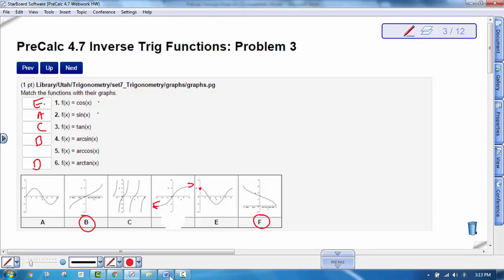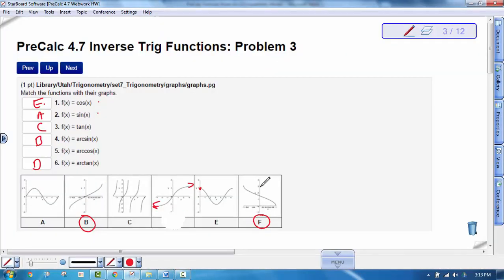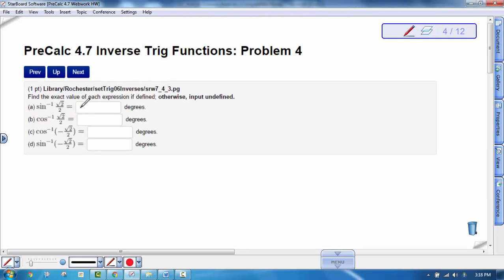So now all you're left with is how to choose between inverse sine and inverse cosine. And like I said, the formula sheet's a good place to look. You'll notice that for the cosine, the range goes from 0 to pi. And so you have just positive values for your range, which is exactly what this function has, so that's F, which makes 4B.